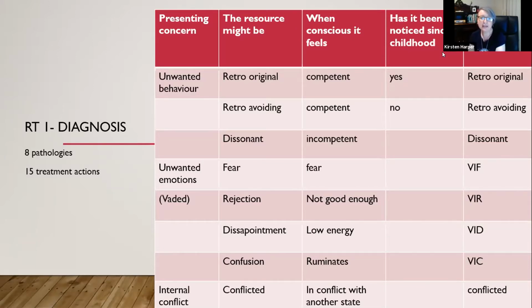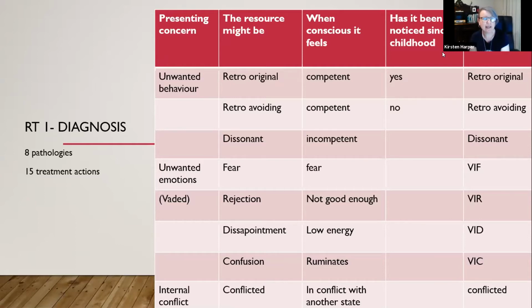With unwanted behaviour, we're looking at, is it a retro, original or avoiding state? These usually feel very competent when it's conscious. They tend to be quite happy taking the lead. And the difference between an original and avoiding is if it's been noticed since childhood, we look at it being a retro-original. If it has not been there since childhood, so developed later, possibly teenage or beyond, we look at it probably being more of a retro-avoiding state.